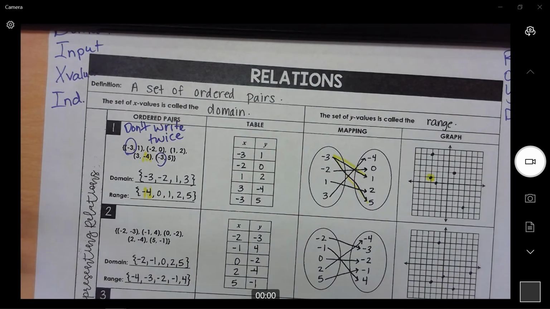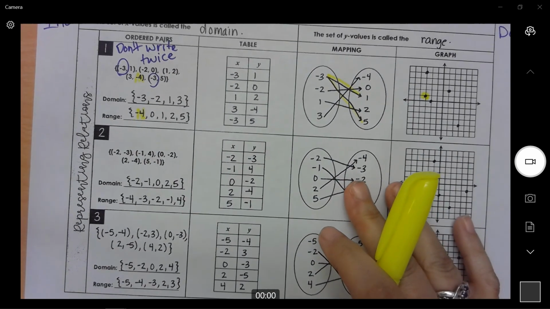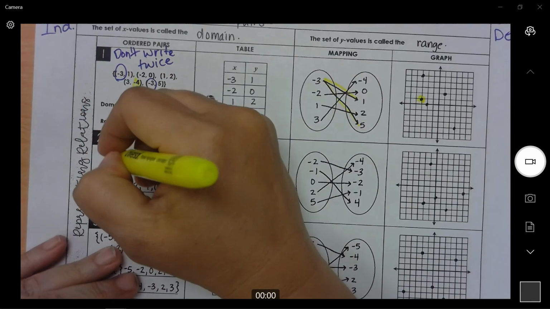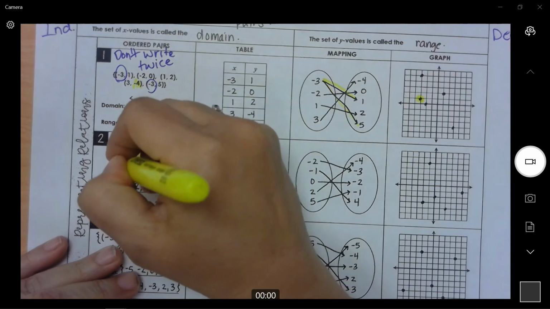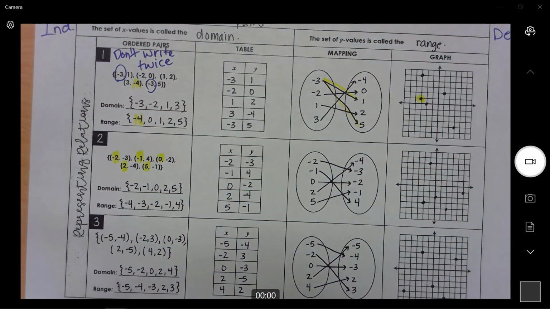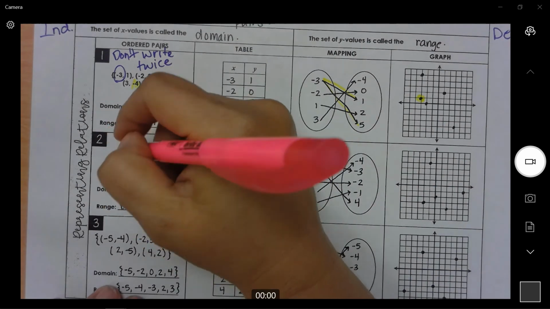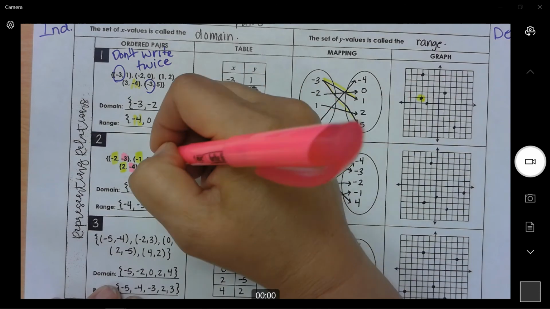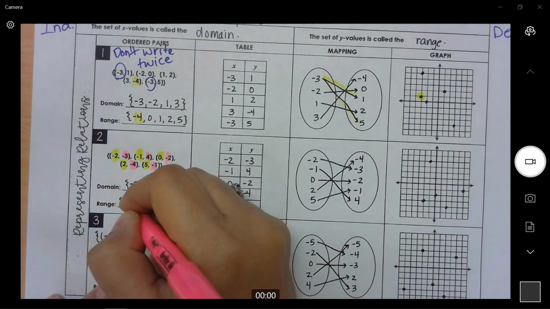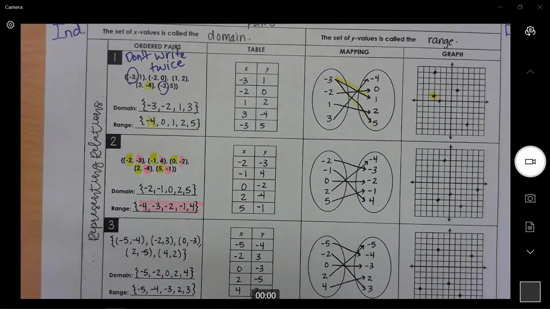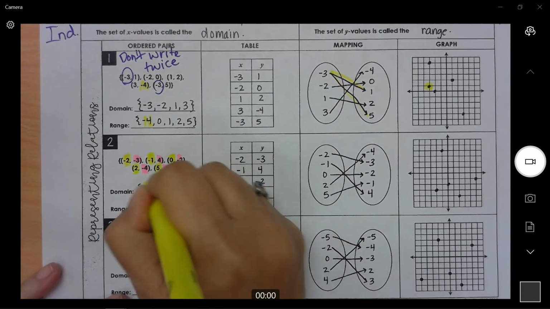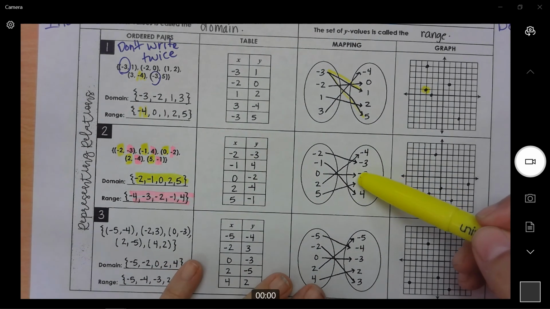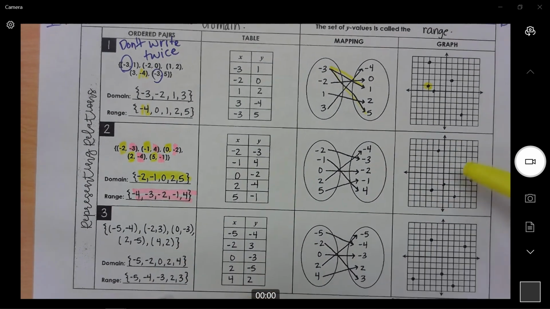Okay? On the next one, again, mapping, or writing out all your x's. So your x's are -2, -1, 0, 2, and 5. And then your y's, we go with the smallest, -4, -3, -2, -1, and 4. So these are the ranges, and these are the x's. Okay, so then we can put it in a table, we can use mapping, and we can use dots.